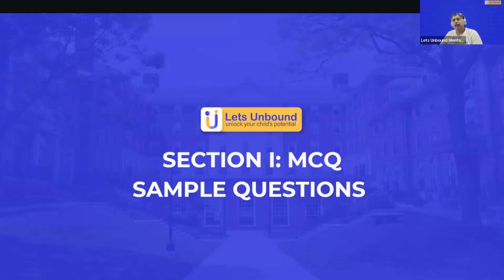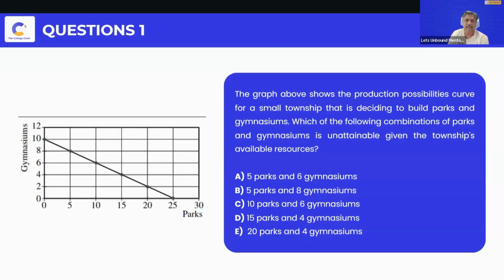Now, let's take a look at a few of the questions which have previously appeared on these tests. It should give you a fair idea of what questions you are looking at in this particular test. We'll start with the sample questions for the MCQs, the multiple choice type questions. So this is a sample question.